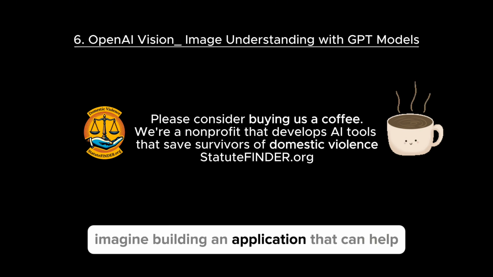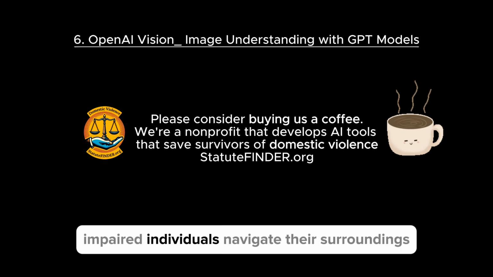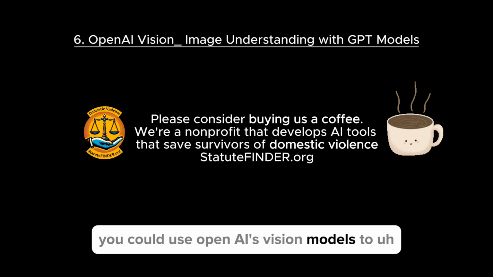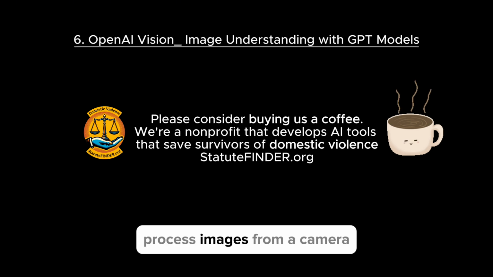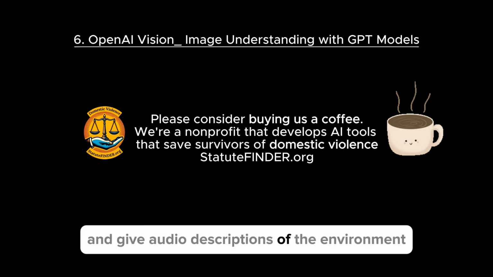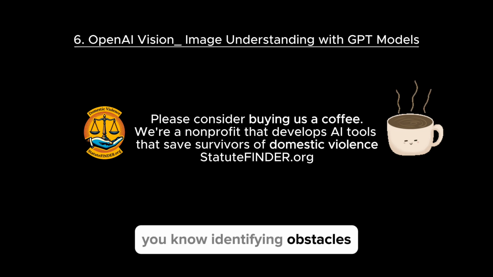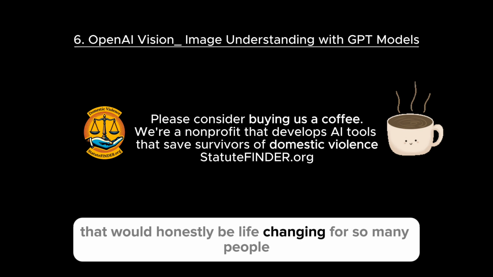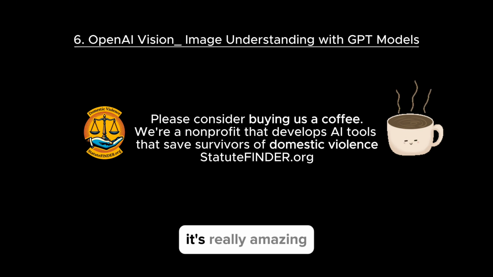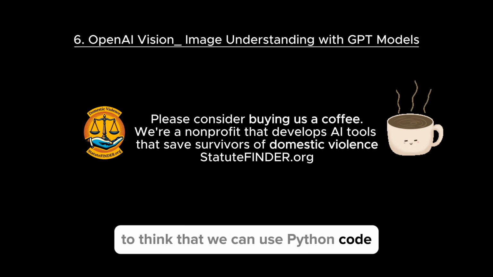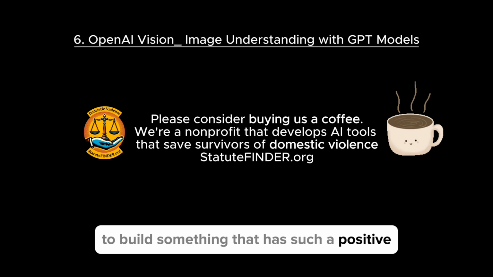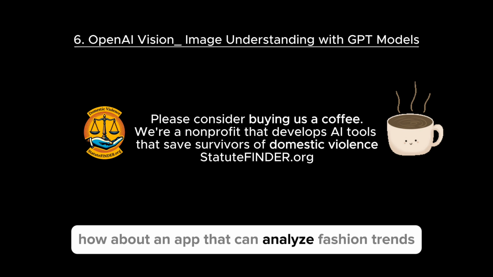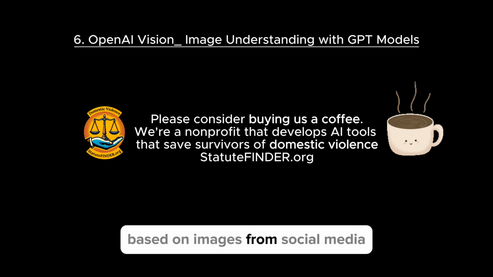Imagine building an application that can help visually impaired individuals navigate their surroundings. You could use OpenAI's vision models to process images from a camera and give audio descriptions of the environment, identifying obstacles, landmarks, points of interest. Wow. That would honestly be life-changing for so many people. It's really amazing to think that we can use Python code to build something that has such a positive impact on the world. Absolutely. And that's just one example. How about an app that can analyze fashion trends based on images from social media?